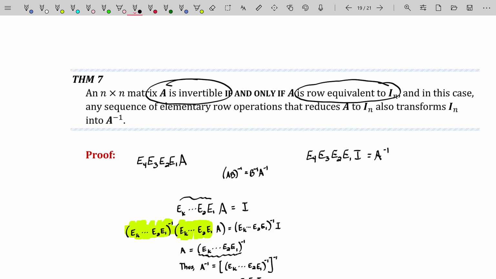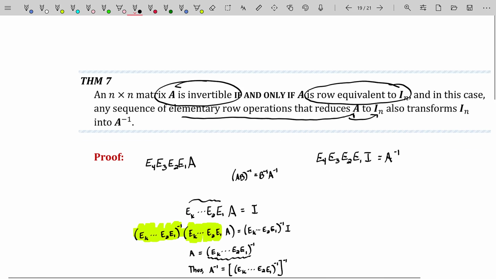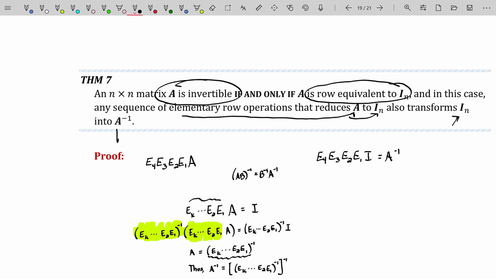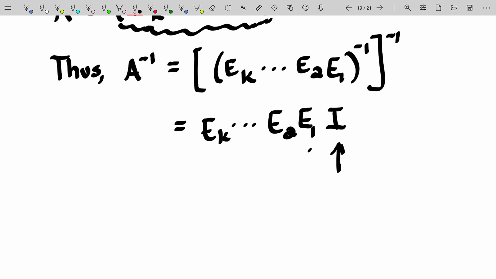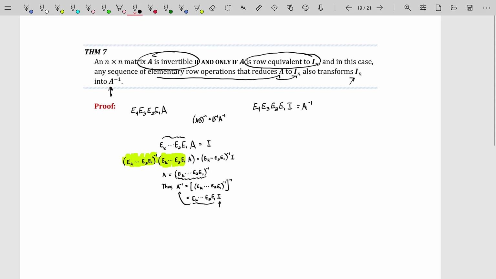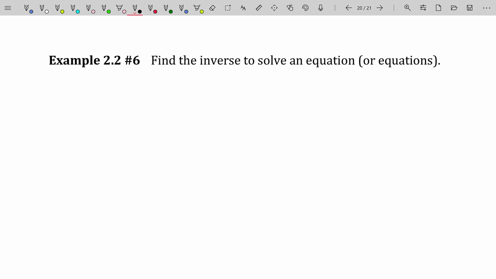And that same sequence of elementary row operations that reduced A to the identity matrix also transforms the identity matrix into A inverse. Because here we are, we're transforming the identity matrix through the same row operations into the inverse of A. Now, I only proved it in one direction, but I feel pretty good about that. I'll leave the other direction to you, or to read in your textbook, because it technically probably is in your textbook, to be honest with you. And instead, I'm going to dive into an example.